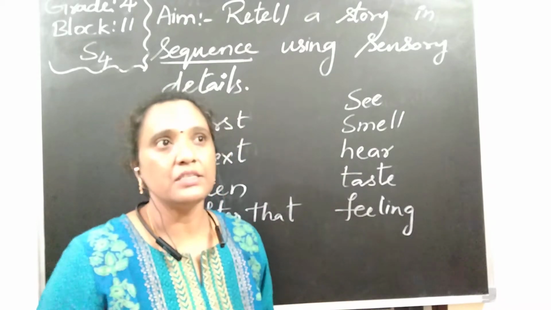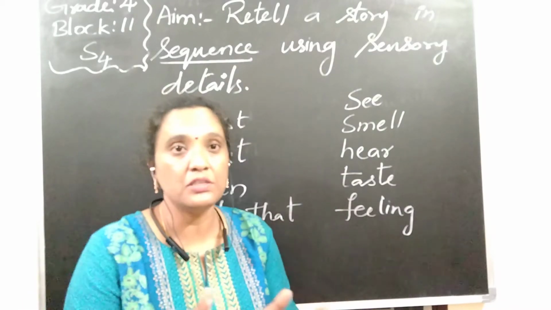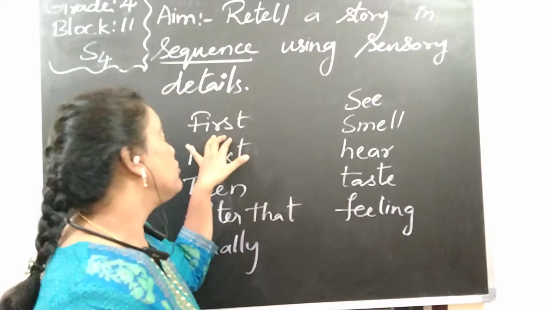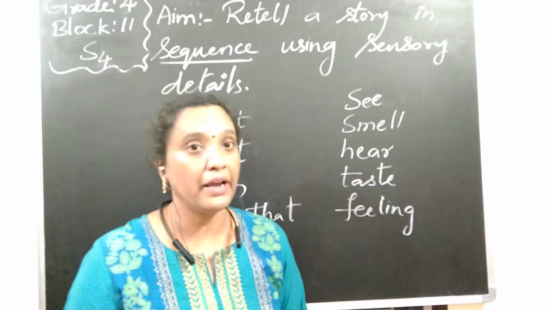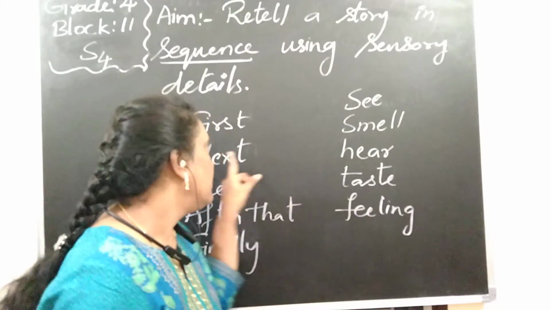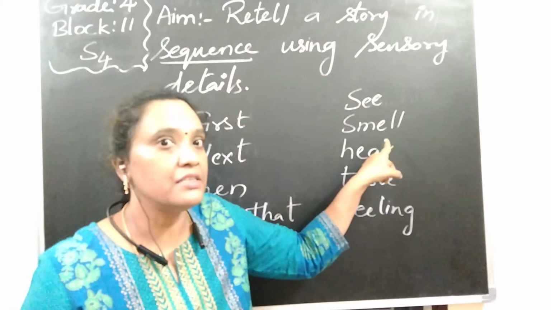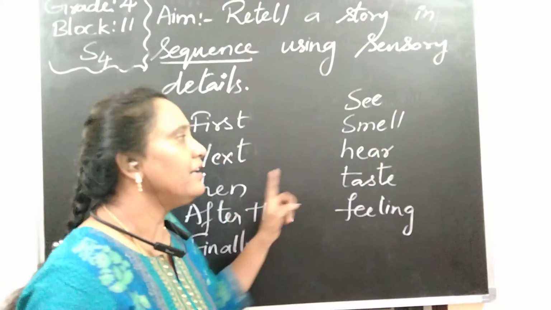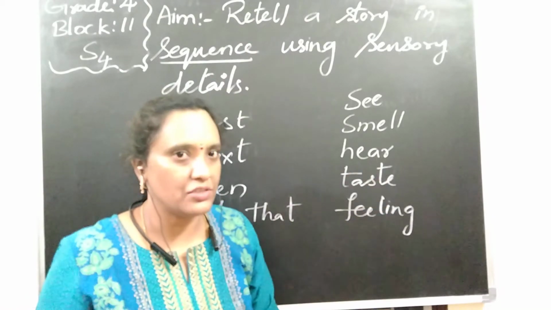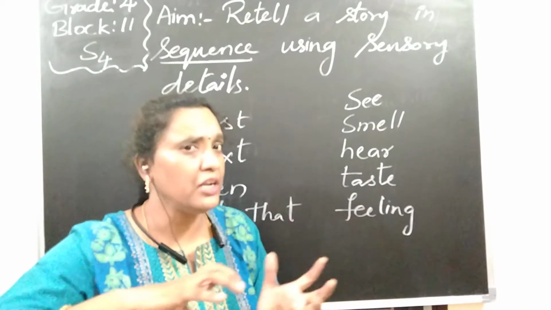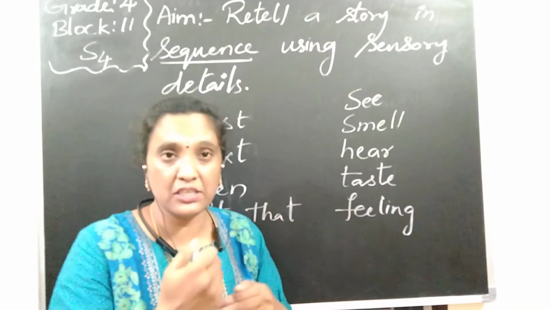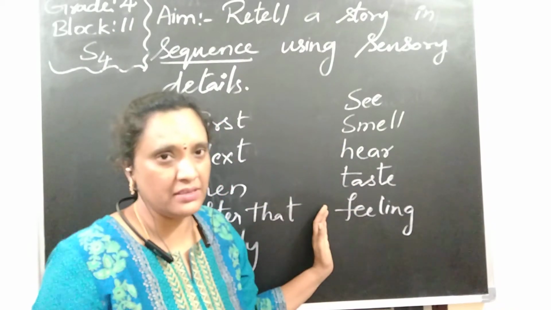How? First, he saw. If I use the word saw, I am using the first order word and also a sensory word. First, he saw MacGregor's garden. Next, he smelt the vegetables. Then, he heard some sound. After that, he tasted the vegetables. Like this, according to the order, you can use them, and you can change the order of these things.